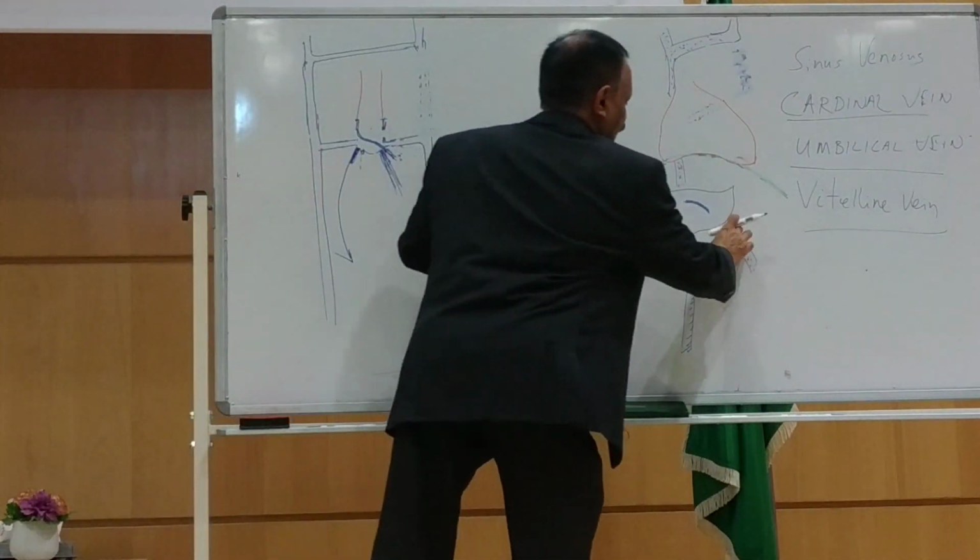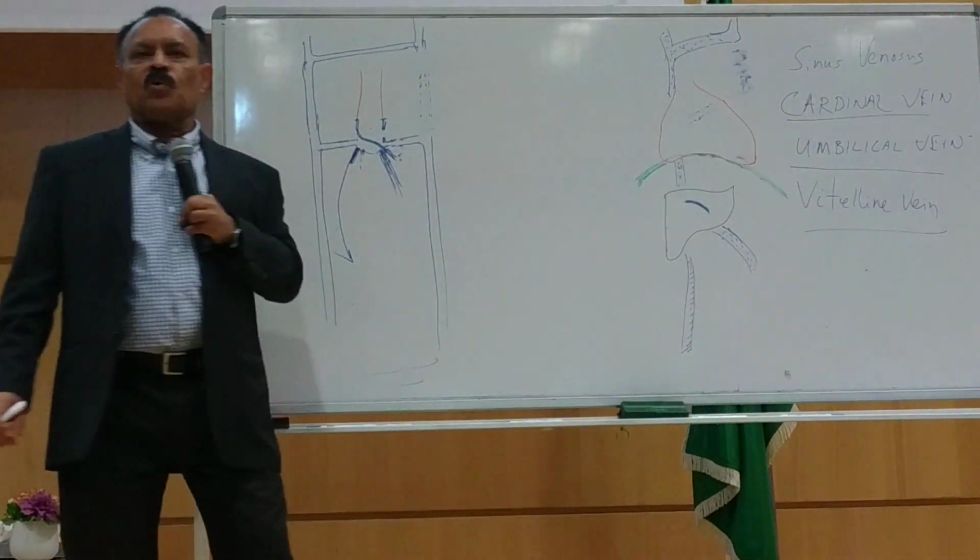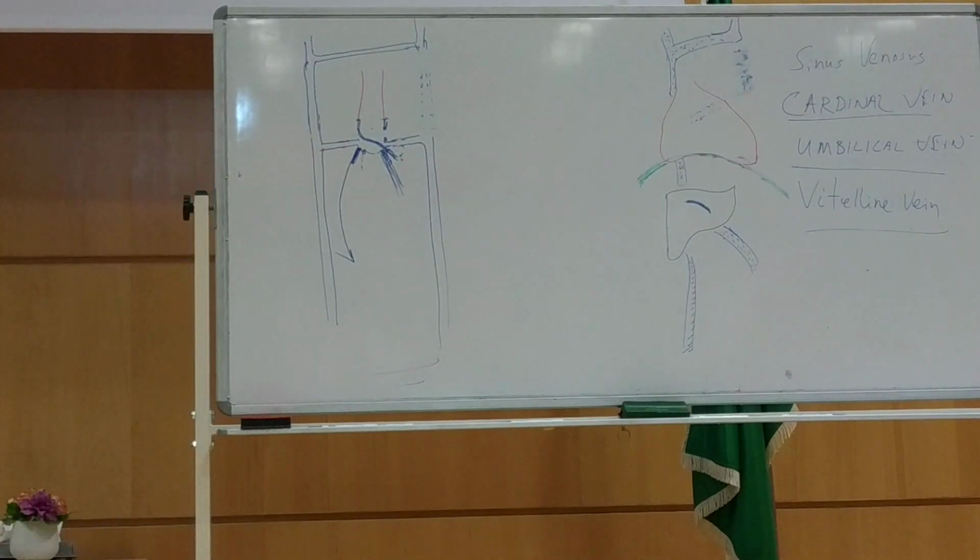The vitelline vein, the left part basically forming the portal vein. You don't have to know more than this, less than that. So this finished, except for the inferior vena cava. I'll just tell you a little bit of the inferior vena cava, and that's it, all done.